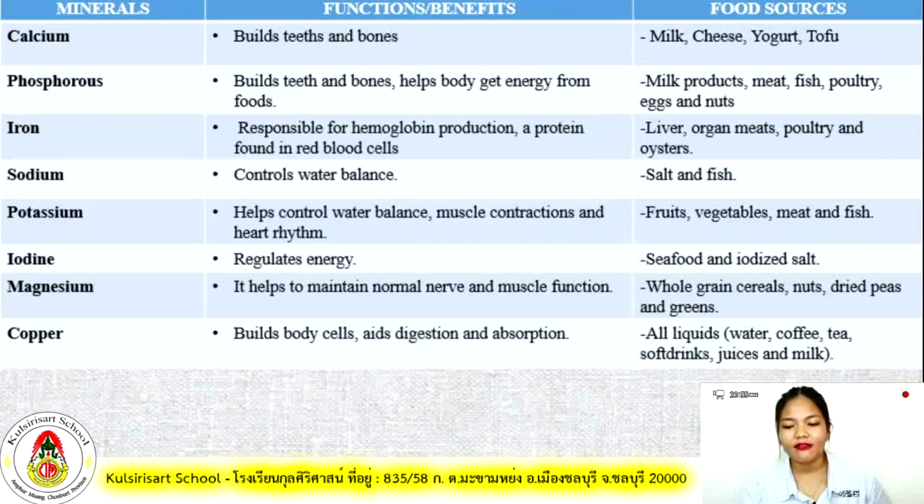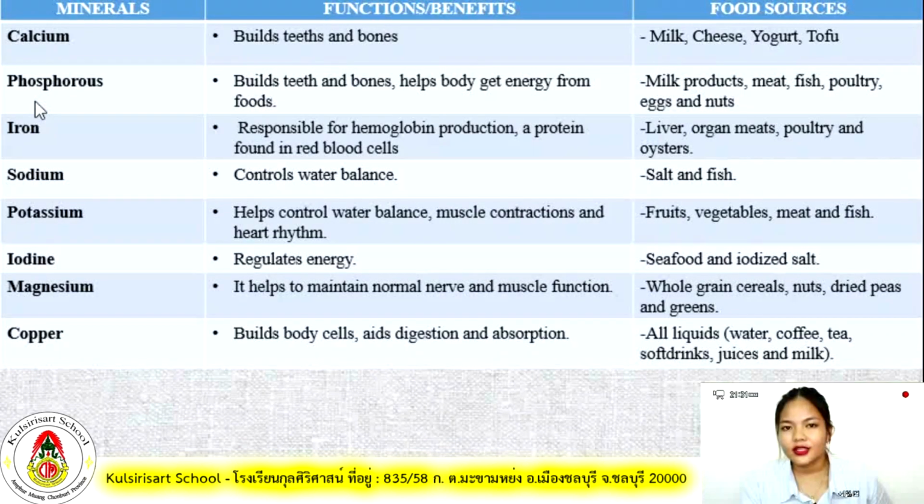Okay, so I have here with me another table. As you can see, the first column says the minerals, the second one is functions or benefits, and the third one is the different food sources. Okay, so let's have calcium. Calcium builds teeth and bones. Where can we find calcium? Calcium is rich in foods like milk, cheese, yogurt, and tofu. So dairy products are rich in calcium.